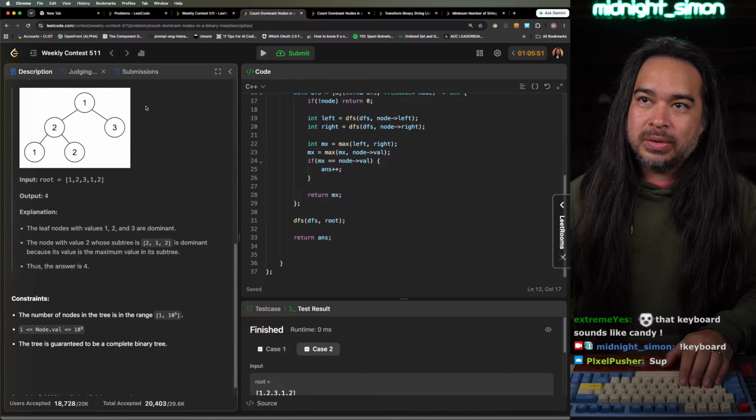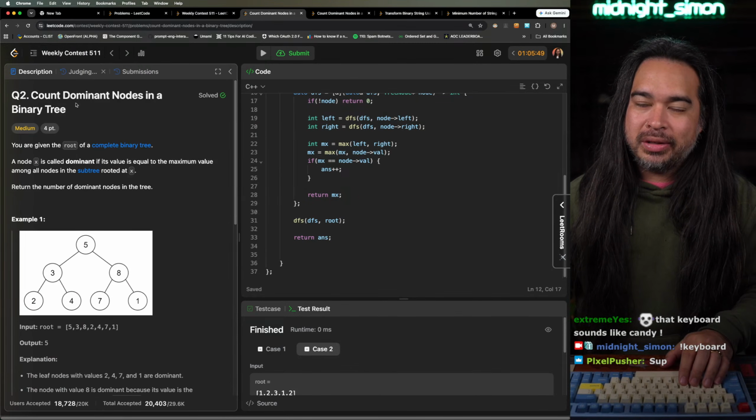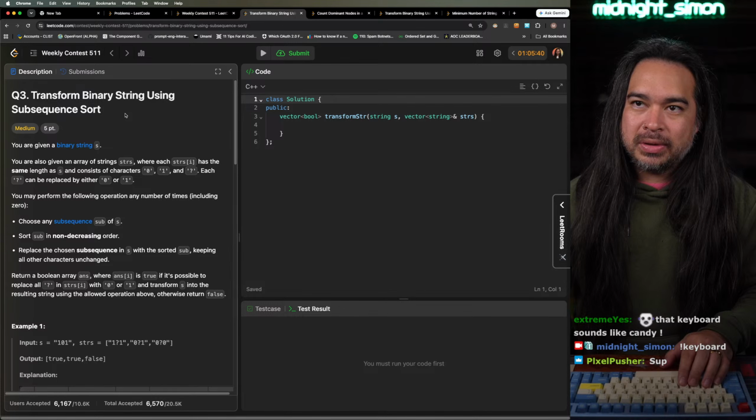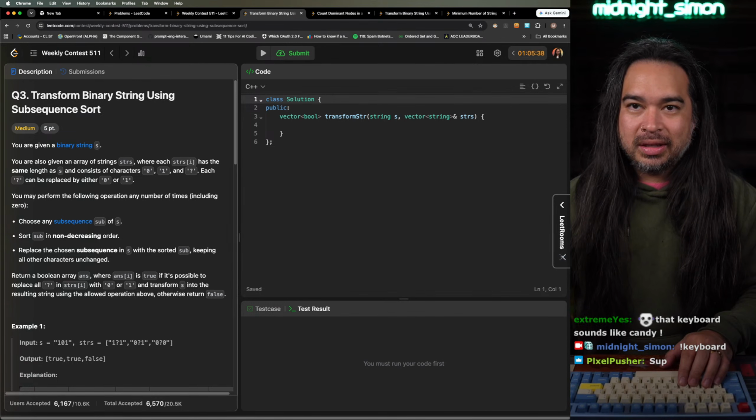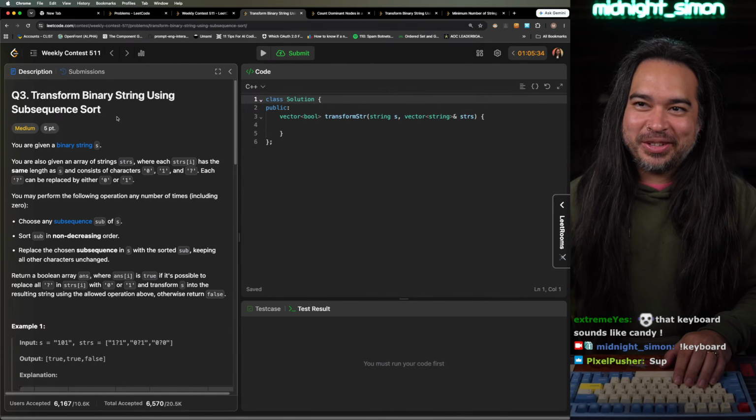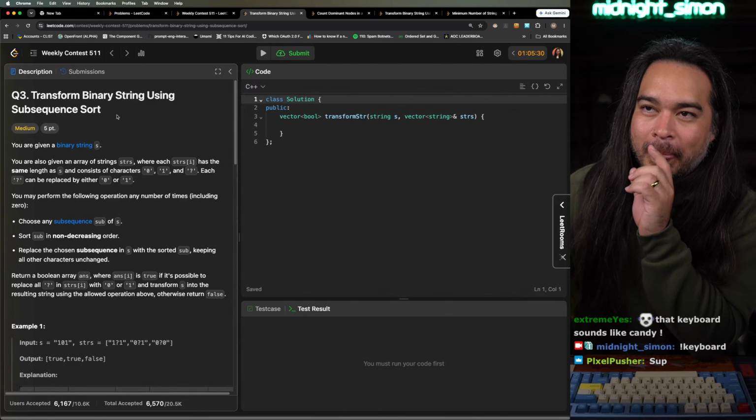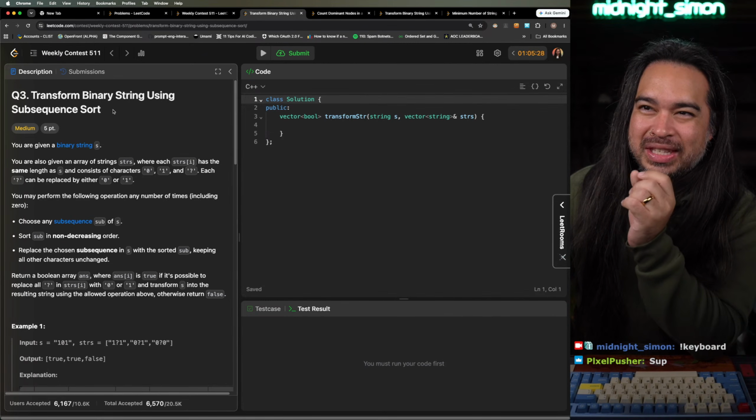Alright, so that's Q2. Not bad. Pretty easy problem, I'd say. Q3. Transform binary string using subsequent sorts. Hey, Pixel Pusher, I'm struggling with LeetCode, man. That's what I'm doing. I don't know what you've been up to. Alright, let's see. Binary string using sequence sorts.